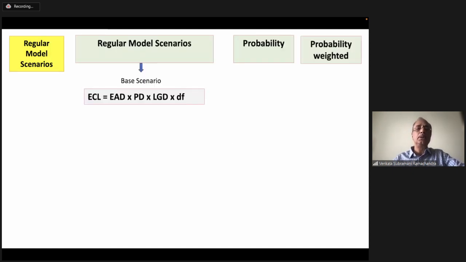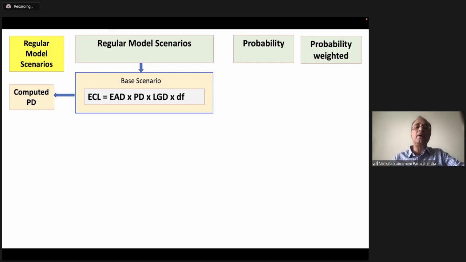Okay. So the model scenarios, you have the base scenario. So you have the computed PD already, whatever you have computed. You apply this formula and apply a probability. So this probability of 40% is based on what? It is based on your common sense. It's a judgmental call. This 40% is a judgmental call. Based on this, you arrive.